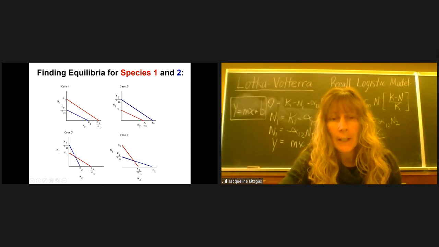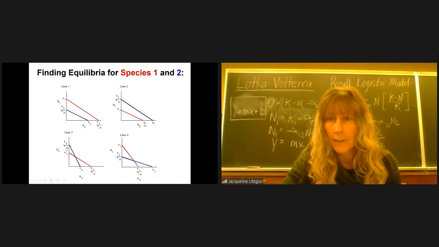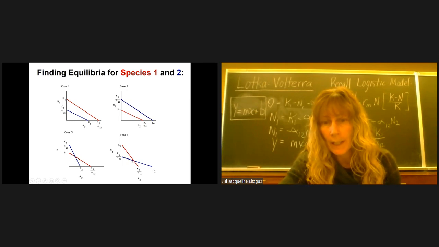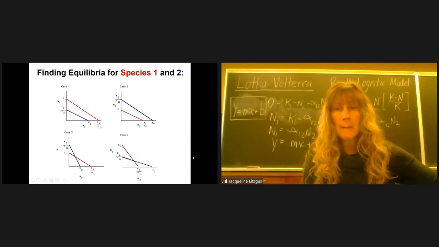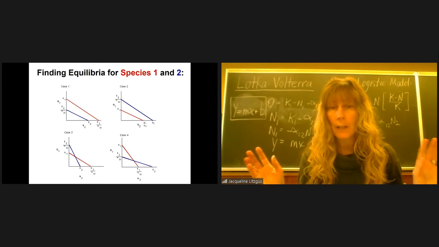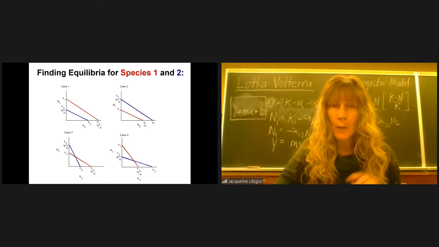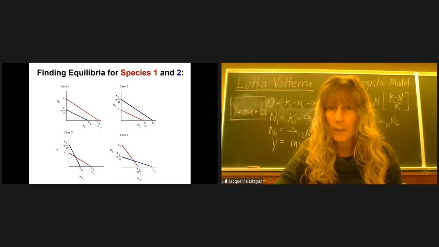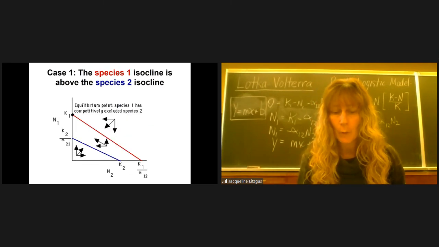Case three is when the lines cross, but the K values, the carrying capacity values, are lower than the K over alpha values. Case four, again, the lines cross, but now the carrying capacity values are higher than the K over alpha values. Those are the four ways that the lines can be plotted on a single set of axes, so you can have a state space graph that has both species. We're going to zoom in and look at each one in more detail, starting with case one.